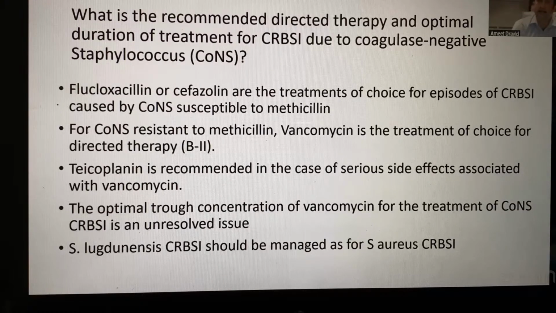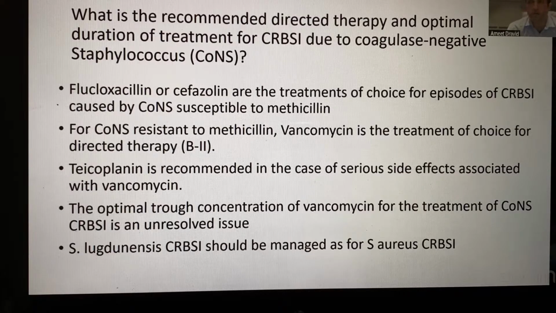What is the recommended directed therapy and optimal duration for CRBSI because of CoNS or coagulase negative staph? So remember, we were talking about MSSA or MRSA, staph aureus. Here we are talking about coagulase negative staph. So again, if the coagulase negative staph, or CoNS as it is called in the blood culture report, is methicillin sensitive, then the treatment of choice is flucloxacillin or cefazolin. Again, if it is methicillin resistant CoNS, then vancomycin is the treatment of choice. Teicoplanin is recommended in the case of serious side effects associated with vancomycin.